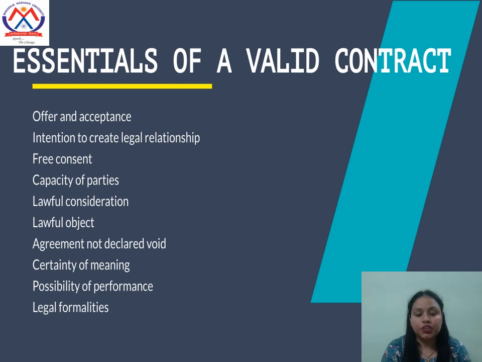Intention to create legal relationship. Whenever parties enter into a contract, their intention must be to create a legal binding or legal relationship. In case of all social and domestic relationships, this particular element, that is intention to create legal relationship, will be absent. For example, in case of business or commercial contracts, there is intention to create legal relationship. So if either party does not perform their respective promises, the other party can sue them.